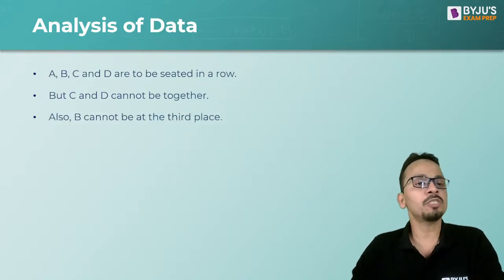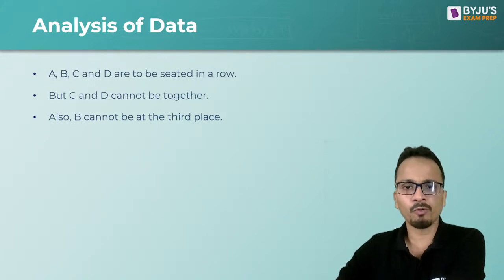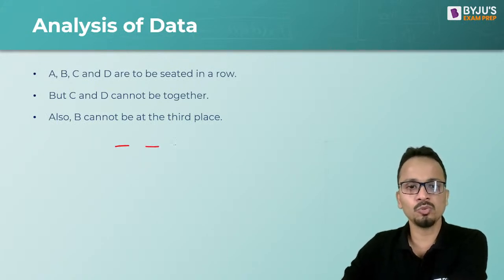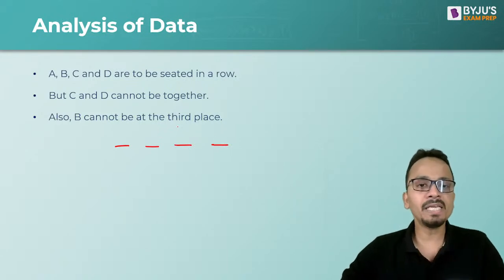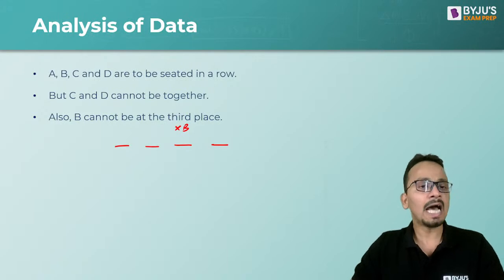And the last piece of information is also that B cannot be at third place. So if I make 4 chairs like this, 1, 2, 3, and 4, B cannot come at third place. B cannot sit at this place. And the next condition is that C and D cannot be together.